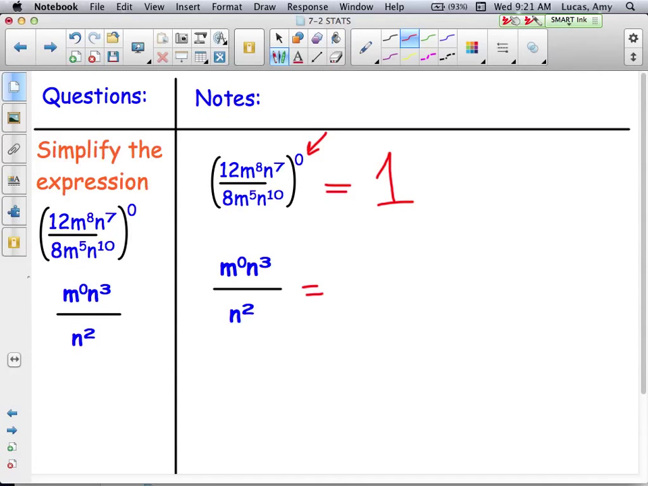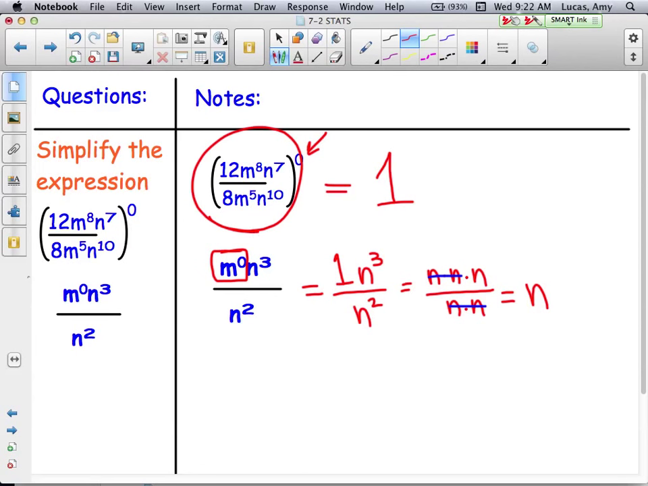On the second example, though, the 0 power is only right here on the m. So that part turns into a 1. So it doesn't affect the variable n. n to the third is just n to the third. So really, if I expand this one and then cancel out 2 of the n's, my simplified answer is just n. Just n. So m to the power of 0 is 1, or this whole entire thing to the power of 0 is 1. It's just like an identity.